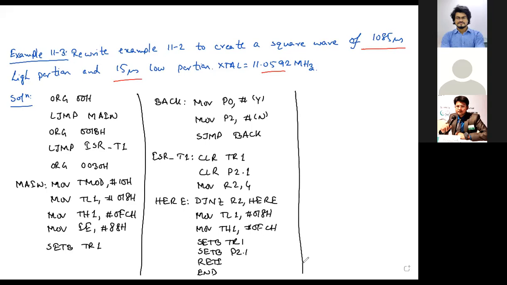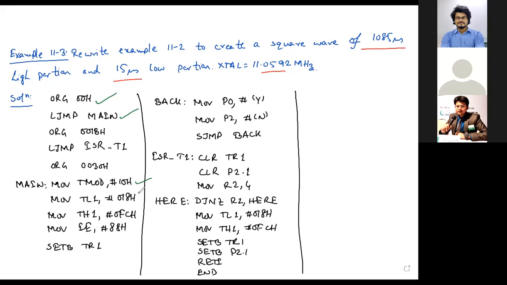So this is your code. Okay, let me go line by line. ORG 00, nothing to explain over there. Then we long jump to main. So we come over here. Then we move 10H to TMOD. This is done in order to use timer 1 in mode 1. So this is from your chapter 9. To use timer 1 mode 1, the value which is to be loaded in TMOD is 10 hex.